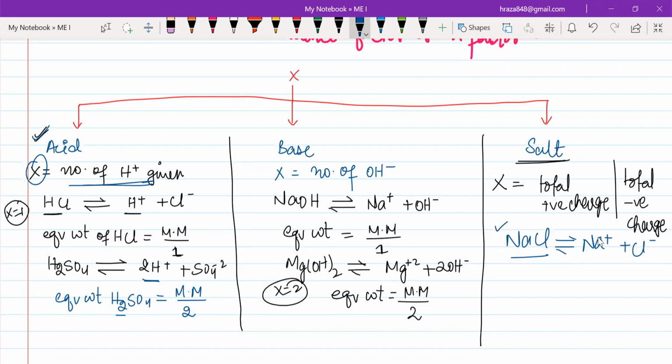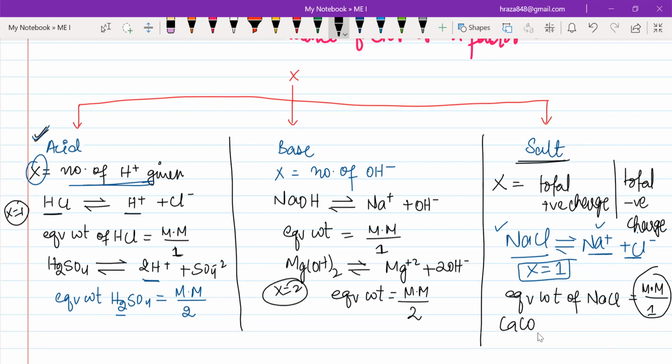On the left hand side, there is no charge. On the right hand side, +1 and -1, which you add and get 0. So for the value of X, you can take either the positive charge or the negative charge. Only the magnitude, which is 1, because the positive and negative charges are equal. So the equivalent weight of NaCl will be molar mass upon X, that is 1.